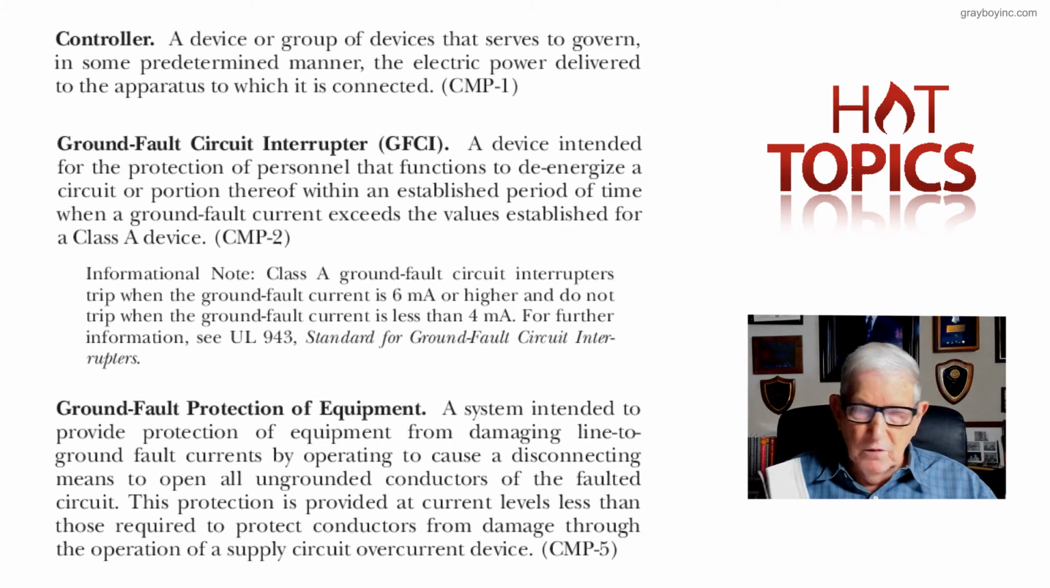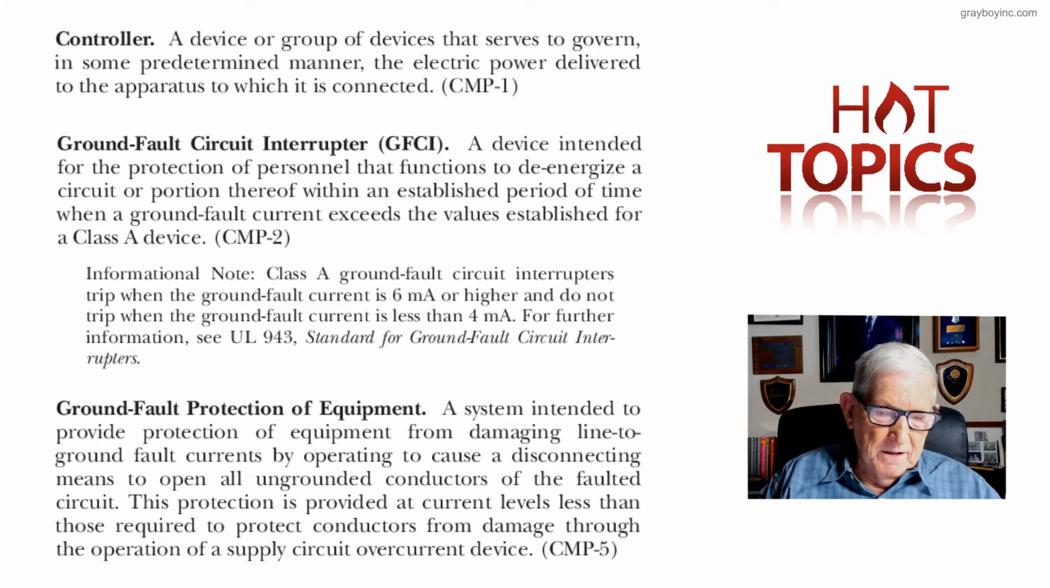Now we go down on the same page, down to ground fault protection of equipment. Now notice it's a system intended to provide protection of equipment from damaging line to ground fault currents by operating to cause a disconnecting means to open all ungrounded conductors of the faulted circuit. The protection is provided at current levels less than those required to protect conductors from damage through the operation of a supply circuit overcurrent device.